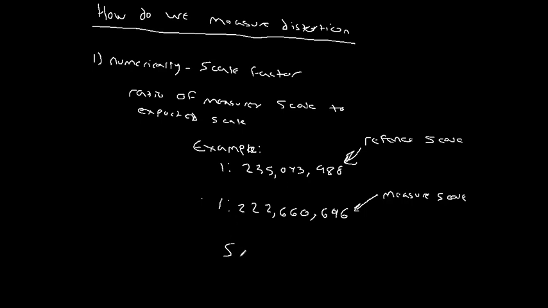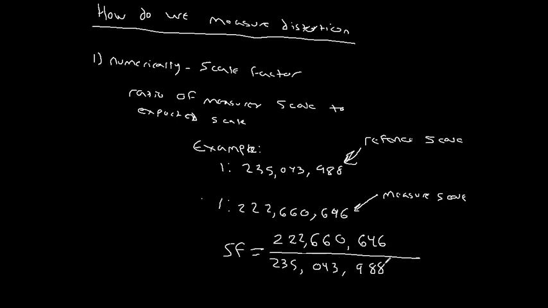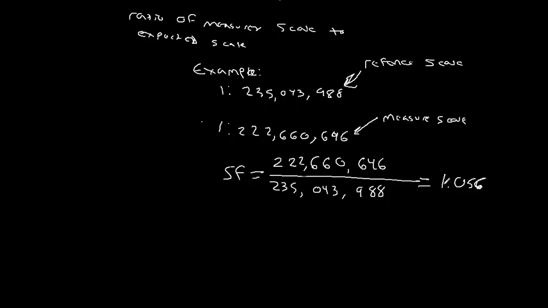So if we do the scale factor, that would just be 222,660,646 over 235,043,988. And if you do that division, you end up with 1.056. So all I did was I know the scale that I wanted, I got the scale that I measured, I did the ratio, and I got a result. But what does this result mean? Right, what does this number mean?